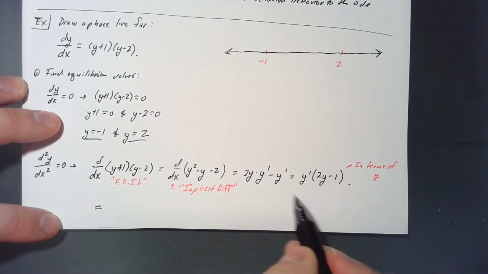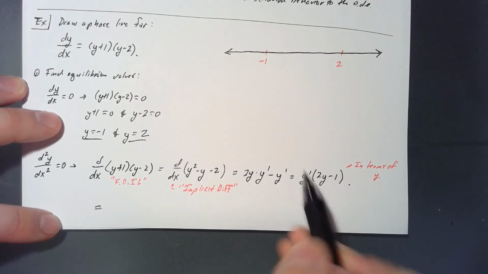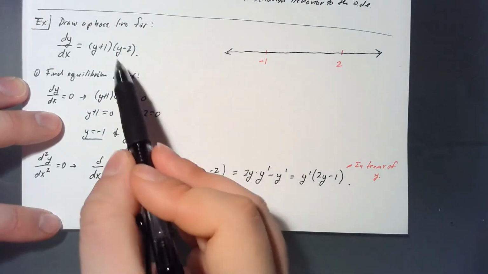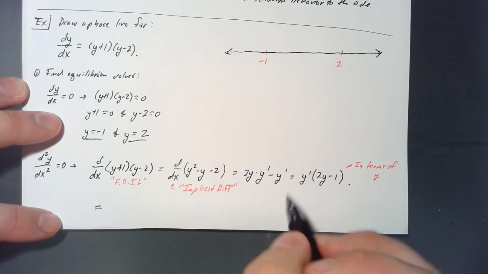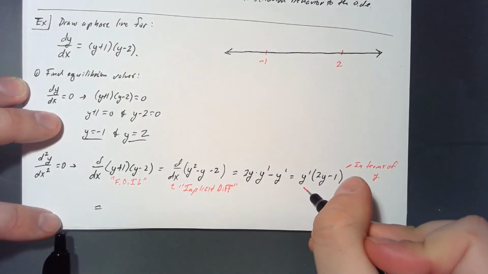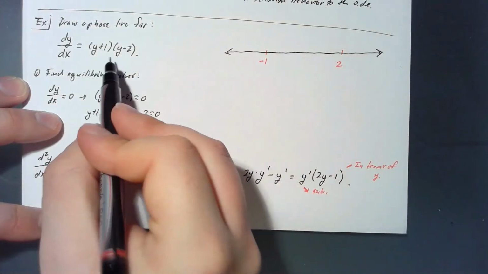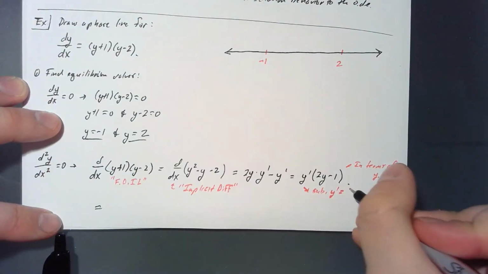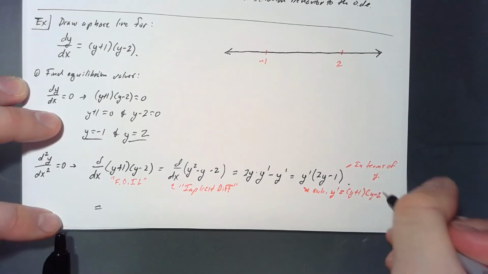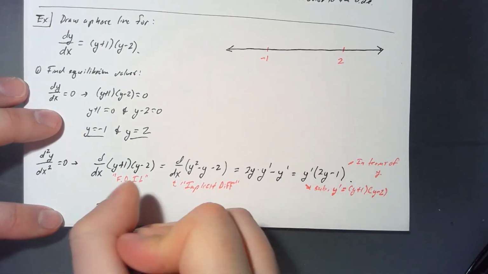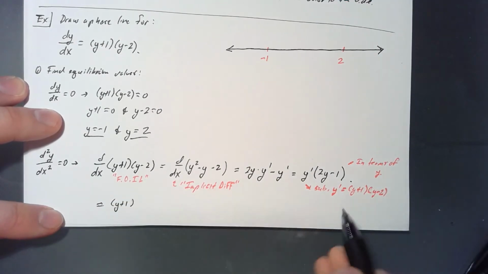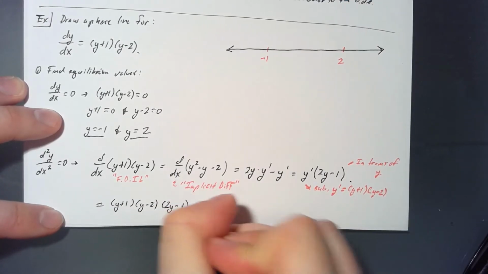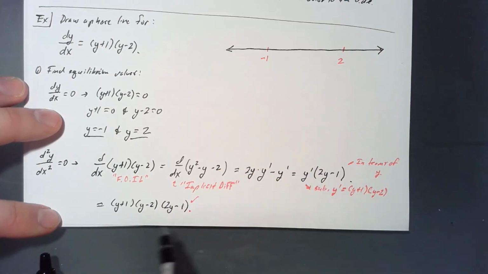So what can I do here? Well, isn't y prime right here? It is. This is what y prime is equal to. So what I could do is I could just plug y prime in for this, and then I'll have this in terms of y only. So I'm going to substitute that in for y prime, which equals y plus 1 times y minus 2. So then when I do that, I have y plus 1 times y minus 2 times 2y minus 1. So that right there, that's the second derivative.